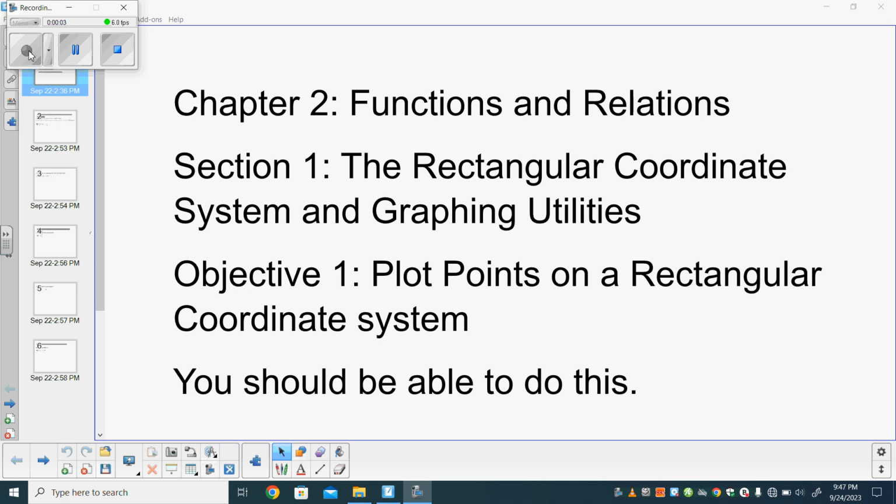This is Math 1314, College Algebra, Chapter 2, Functions and Relations. We're going to start with Section 1, the Rectangular Coordinate System and Graphing Utilities. First objective is to be able to plot points on a rectangular coordinate system. I feel that you should be able to do this.